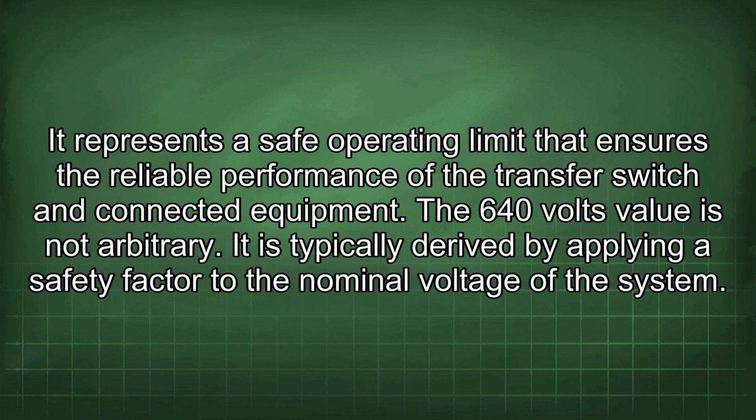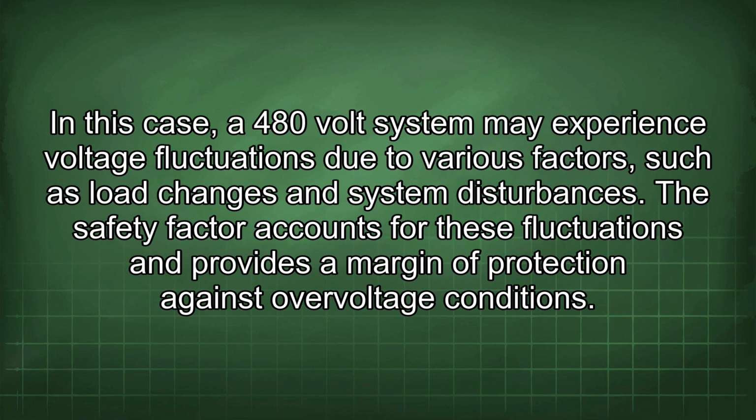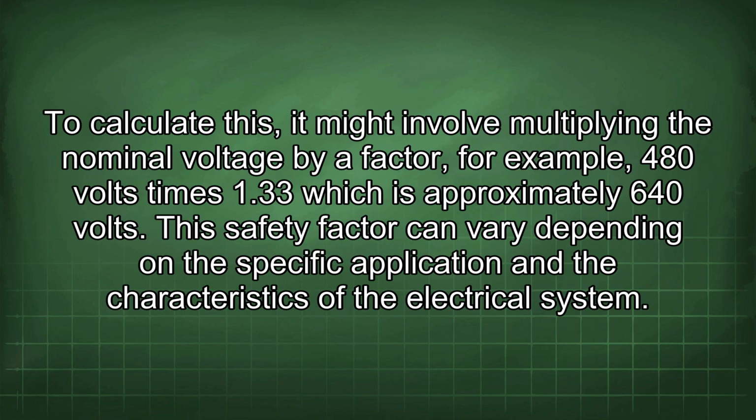The 640 volts value is not arbitrary. It is typically derived by applying a safety factor to the nominal voltage of the system. In this case, a 480 volt system may experience voltage fluctuations due to various factors, such as load changes and system disturbances. The safety factor accounts for these fluctuations and provides a margin of protection against overvoltage conditions. To calculate this, it might involve multiplying the nominal voltage by a factor, for example, 480 volts times 1.33, which is approximately 640 volts. This safety factor can vary depending on the specific application and the characteristics of the electrical system.